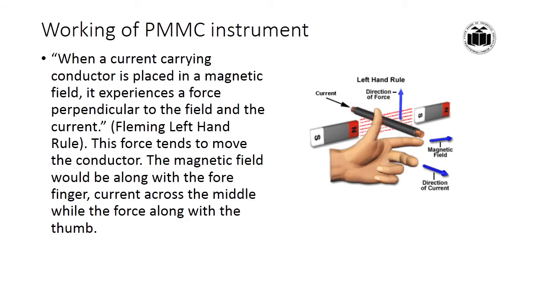When a current carrying conductor is placed in a magnetic field, it experiences a force perpendicular to the field and the current according to Fleming's left hand rule, which is shown in the figure. The force tends to move the conductor. The magnetic field would be along the forefinger, current along the middle finger, while the force is along the thumb.